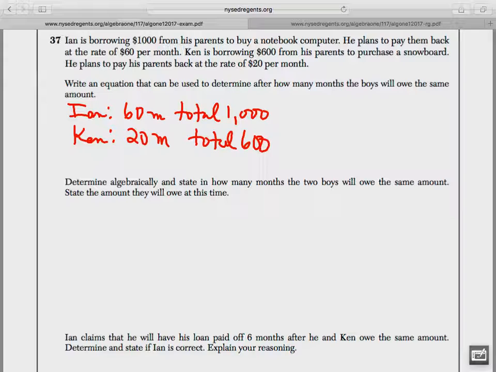Now, how much can you tell? What's an equation that would tell how much Ian owes? Y equals 1,000 minus 60x. Yeah, okay, I was going to go with M, but sure, okay. So an equation would be y equals 1,000 minus 60x. In this case, an equation, not an expression. What would Ken's be? Wouldn't it be 600 minus 20x? That's right, 600 minus 20x. Now, they owe the same amount when these two are equal, yes?